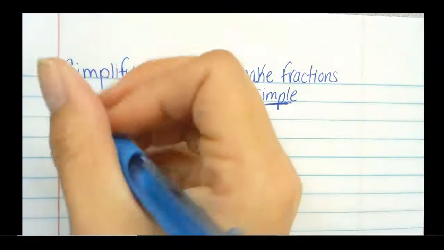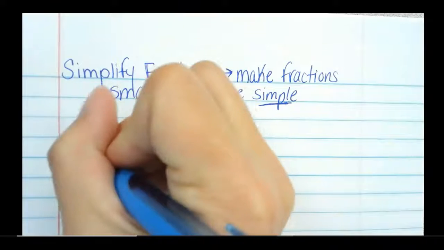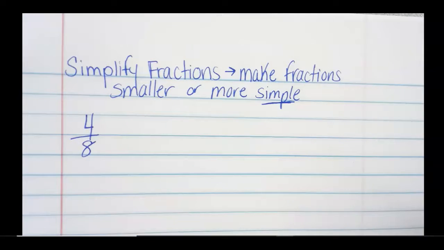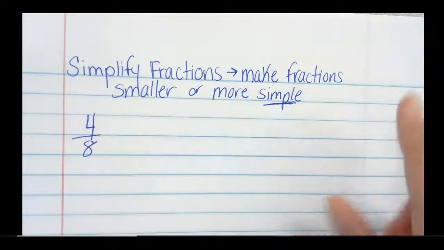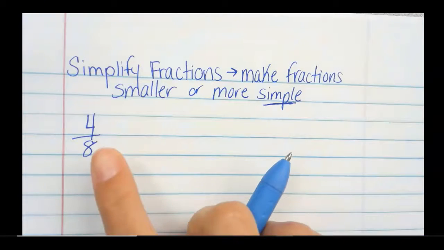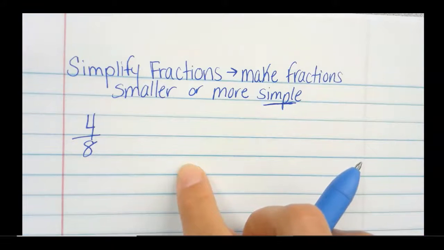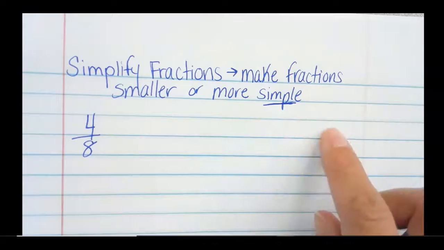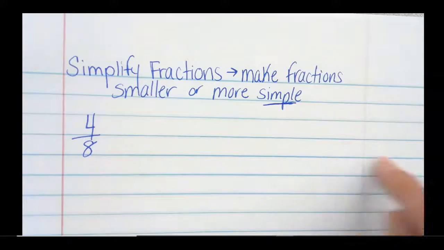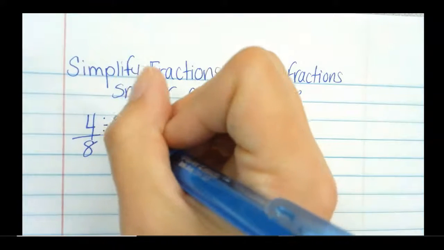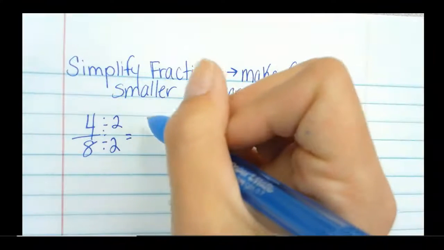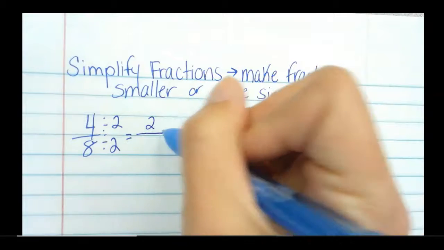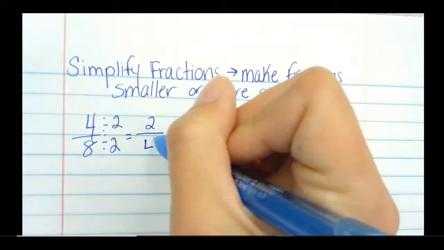Okay, so if I had this fraction 4/8, I'm going to think to myself, if I'm skip counting and I'm thinking about my multiples, what number is both a multiple of 4 and 8? They're multiples of 2. Okay, I can divide these both by 2, right? 4 divided by 2 is 2. And 8 divided by 2 is 4.